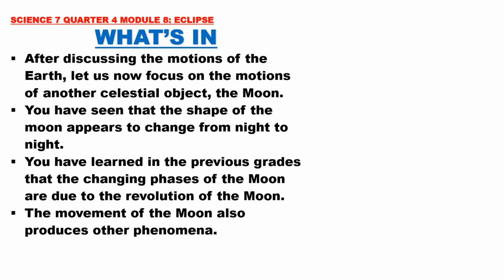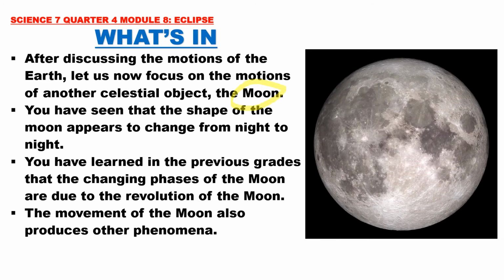After discussing the motions of the Earth, let us now focus on the motions of another celestial object, the Moon. The Moon is the Earth's only natural satellite and the fifth largest moon in the solar system. The Moon's presence helps stabilize our planet's wobble and moderate our climate. The Moon's distance from Earth is about 385,000 kilometers. The Moon has a very thin atmosphere called an exosphere.